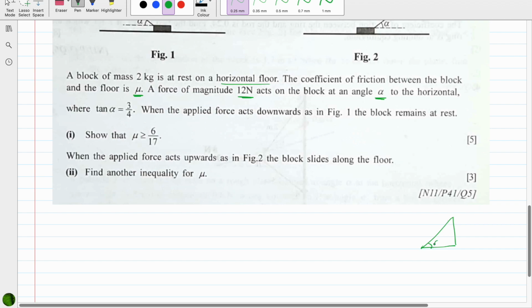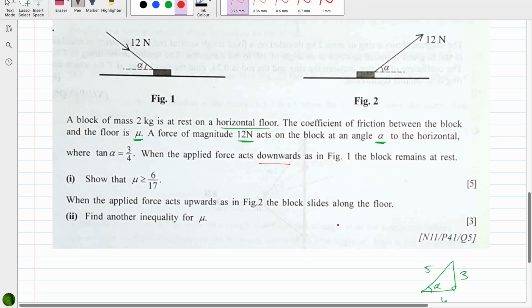So if this is alpha, tan alpha is perpendicular over base. Using Pythagoras theorem, this is 5. So indirectly I have values for cos and sin alpha as well. When applied force acts downwards as shown in figure 1, the block remains at rest. Show that mu is greater than or equal to 6 by 17.